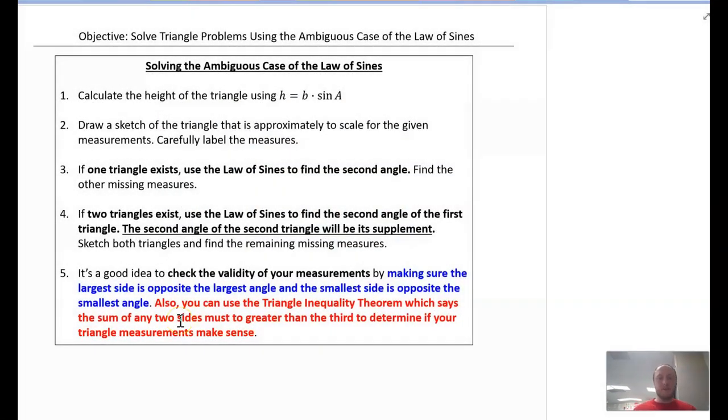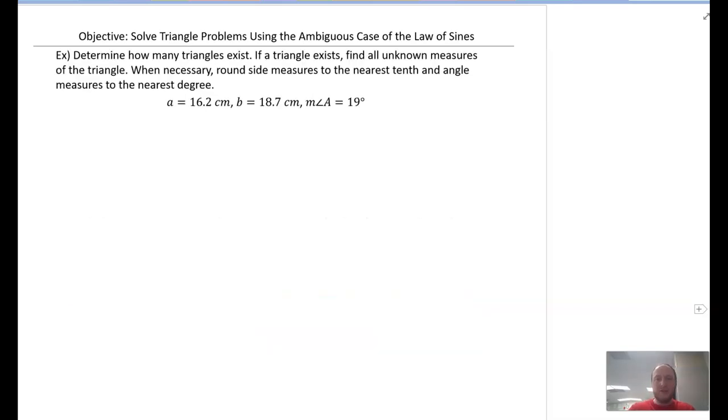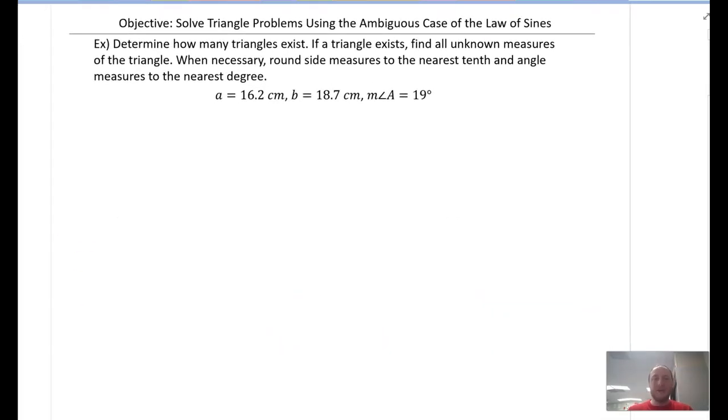Here is the step-by-step process. You can pause this video and read through these, or just make sure you refer to them in your notes if you need to. All right, here is our very first example, and we're asked to determine how many triangles exist. We have to do that first. If the triangle exists, find all unknown measures. When necessary, round side measures to the nearest tenth and angle measures to the nearest degree.